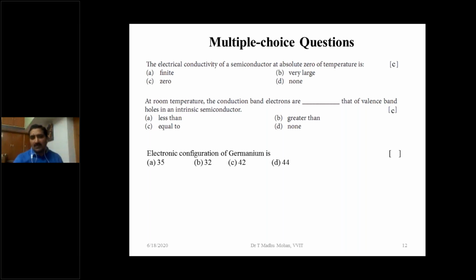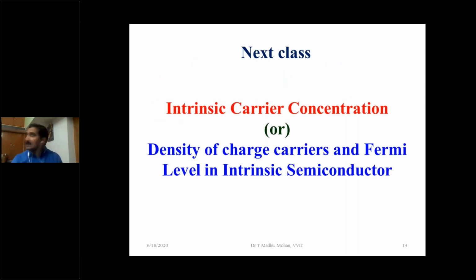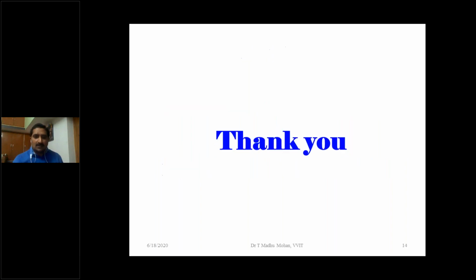Electronic configuration of germanium is 32. Already we discussed it. So in the next class, we will discuss intrinsic carrier concentration, or density of charge carriers, and Fermi level in intrinsic semiconductor. Okay, so thank you.